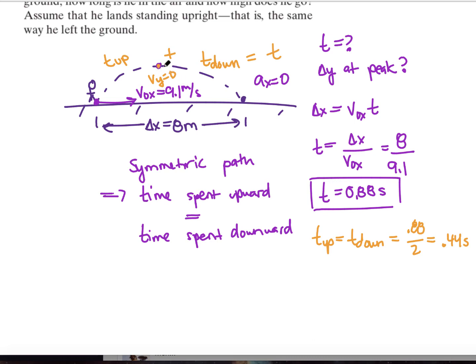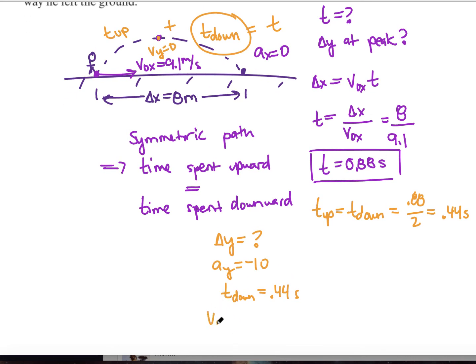So let's actually look at the part where I'm going downward. When I look at the portion where I'm going downward, I know that delta y is what I'm looking for. I know that the acceleration in y is -10. I know that the time spent going downward is 0.44 seconds. And I know that Vy is actually my initial velocity. So think about starting at the top, and that's going to be 0. With these 4 bits of information, I can use the second kinematic equation in the y direction, and I will be able to solve for delta y.